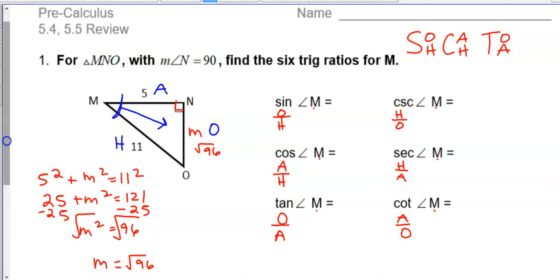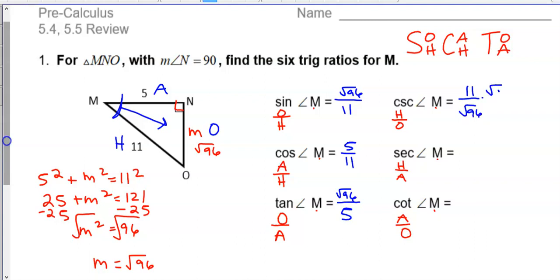So sine of angle M, O over H. In our case, square root of 96 over 11. Cosine is A over H, so 5 over 11. Tangent is opposite, which is the square root of 96, over adjacent, which is 5. Cosecant, hypotenuse is 11 over opposite, which is the square root of 96.